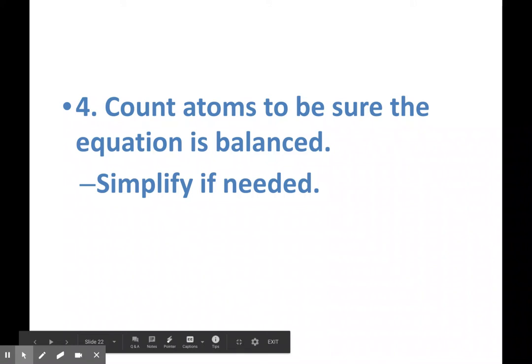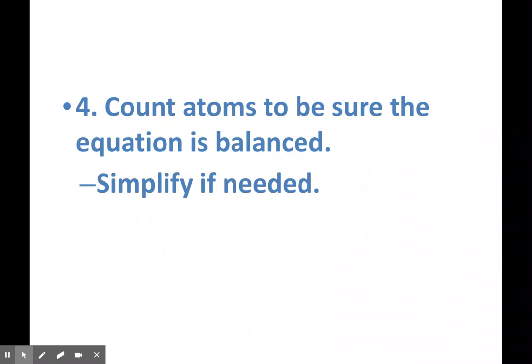Now I want to count, and we just did that, to make sure that everything's balanced. And I'm going to simplify if I can. On that last one, my coefficients were 2, 2, and 1. Let's say they were 4, 4, and 2. I could reduce those down and simplify.